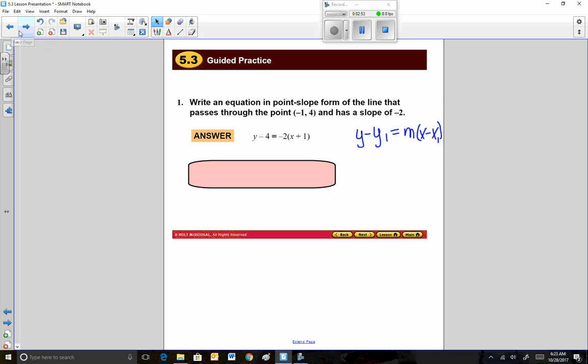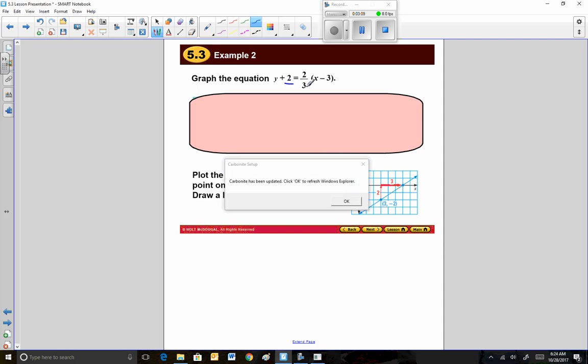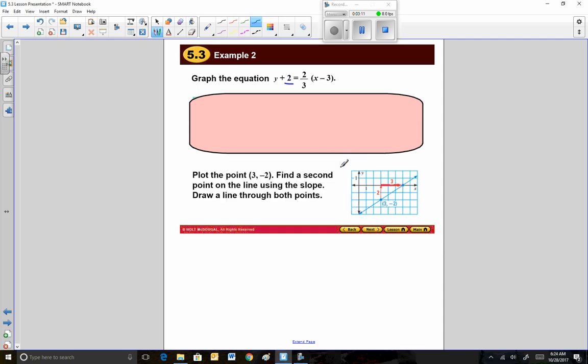All right, let's try another one. Graph the equation, and they gave you this in point slope form. How do I know it's in point slope form? Y is not by itself, for one thing. The slope is right here. So I know my point information is sitting right here and here. So what do I have to do? I have to notice that this should have been a negative 2 for my y value.